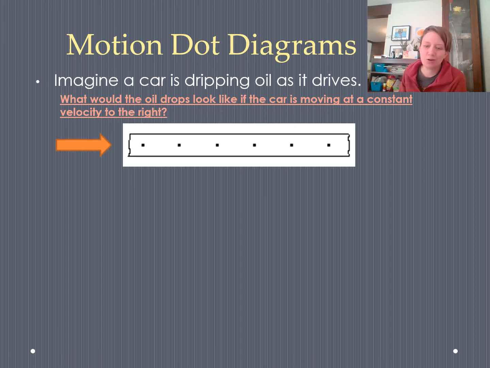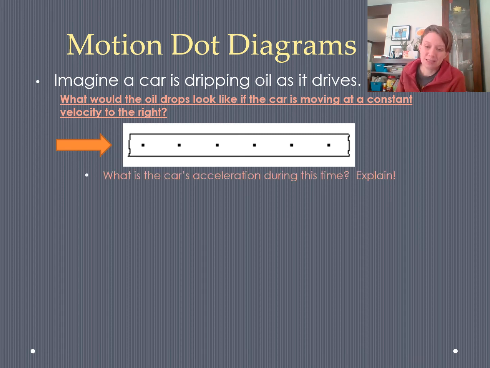There's two things in your drawing. You should include an arrow to show which way we're moving, because you can't tell from the oil drips necessarily which way the car was moving. And the second thing we would see here is that those oil drips would be evenly spaced. If we're at a constant velocity, that means every second we're covering the same amount of distance, so my oil drops would be evenly spaced.